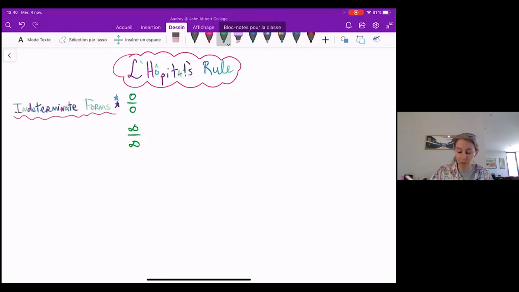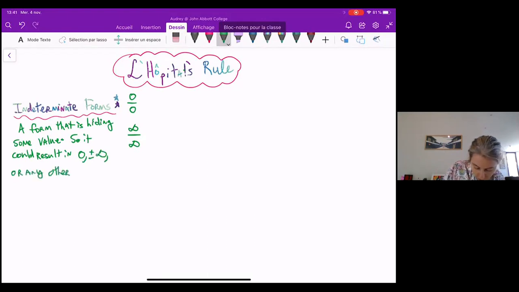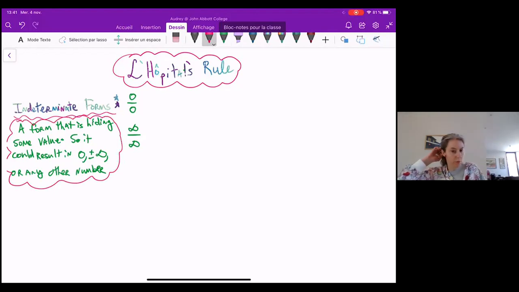So it's a form that is hiding some value. It could result in 0, positive or negative infinity, or any other number. And we're just going to try to understand really quickly why they're indeterminate forms.